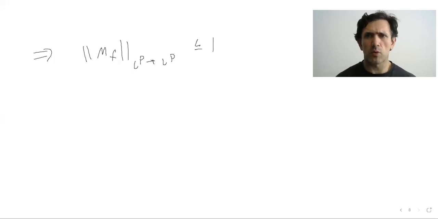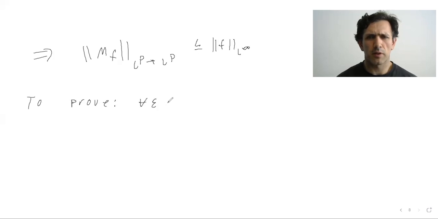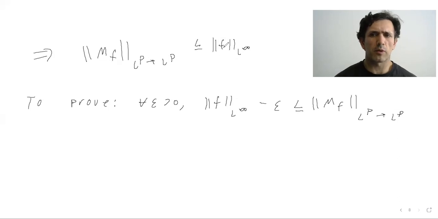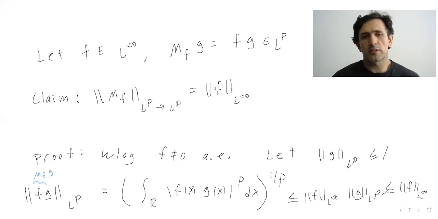What I want is not less than or equal to 1, but less than or equal to the L infinity norm of f. What I now want to show is that for any epsilon bigger than 0, we basically have the reverse: that the L infinity norm of f minus epsilon is less than or equal to this operator norm. If we can get that, then since the operator norm is less than or equal to the L infinity norm of f, that will finish the proof that we have equality.